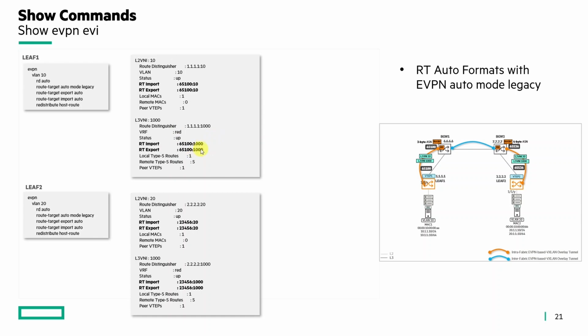65100:1000. So Leaf 1 is rewriting that from what would have been the original ASN coming from the other side, 65536. And then on Leaf 2, as I've already mentioned, we've got the route target auto mode legacy configured here as well, and we're just dumping this table as well. And so you can see the imports as mentioned here: 23456:20. So we're rewriting that from what would have been the original 65100. And the same thing for the L3 VNI, as you see listed out here, along with the route distinguishers.